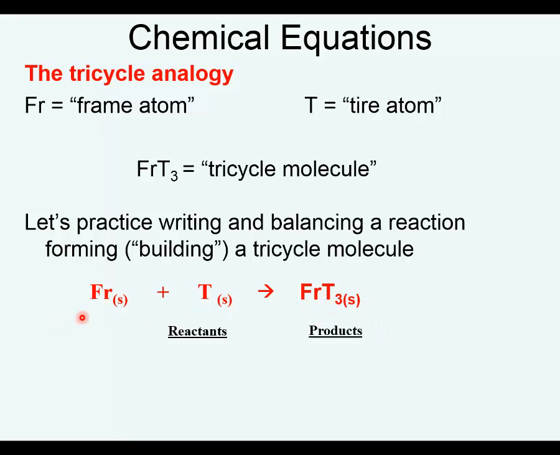Now if I look at this, I have not mass balanced my entire reaction. I have 1 frame and 1 tire to begin with. I obviously can't end up with a tricycle with 3 tires as written. Now, if I had only used 1 frame and 1 tire, I'd have a unicycle, and I wouldn't have a 3 shown here.